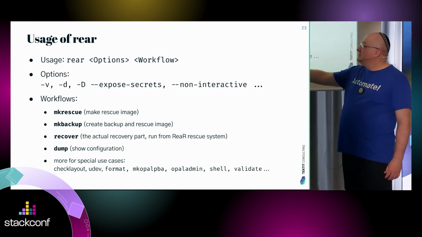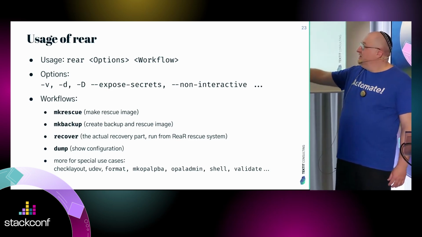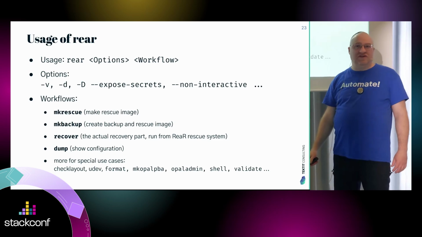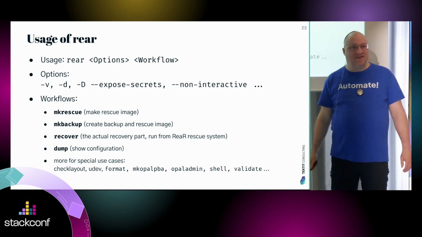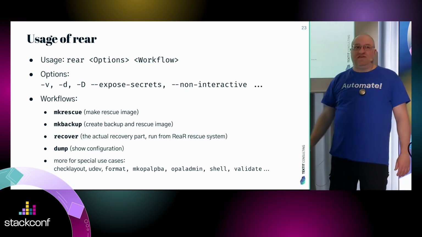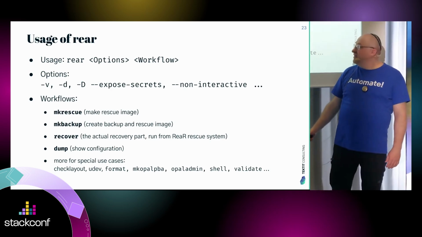Options and workflow. Options are stuff like that. Verbose, debug, extra debug. Expose secrets means you will actually find the secrets in the logs that you use in your configuration. Otherwise, we actually hide secrets. Huge hassle, but worth the effort. And non-interactive if you want to be sure that you'll never be asked a question for fully automated scenarios.